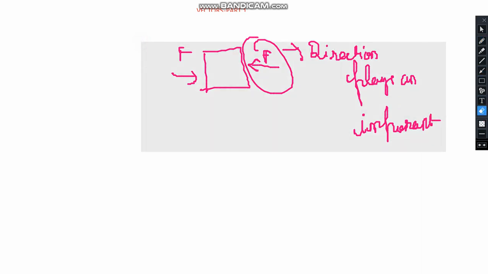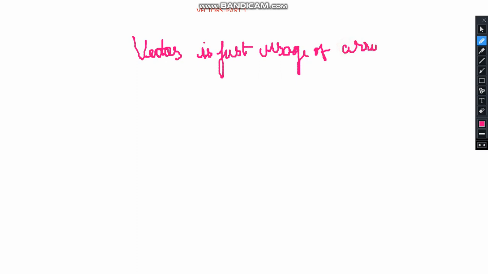Vectors are just arrows. We use them for adding and subtracting. Vectors are used everywhere. If you actually understand vectors, the whole 11th standard is very easy. Vectors are just the usage of arrows. Something very important to understand.